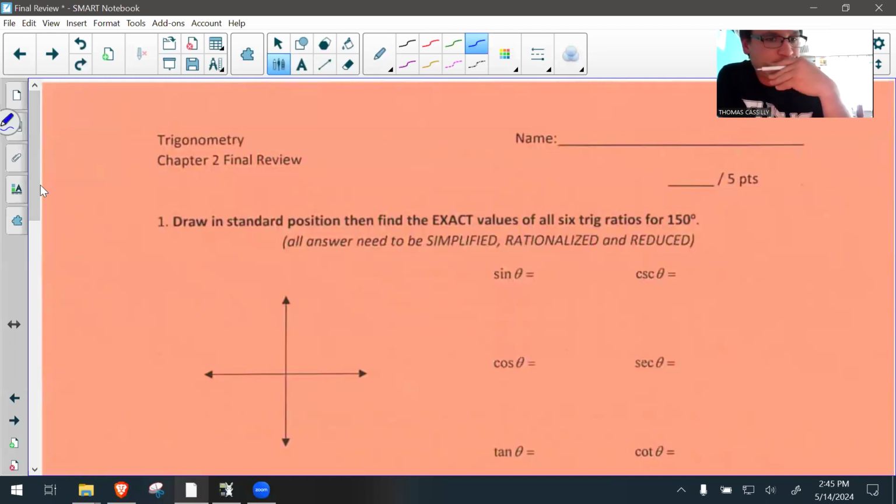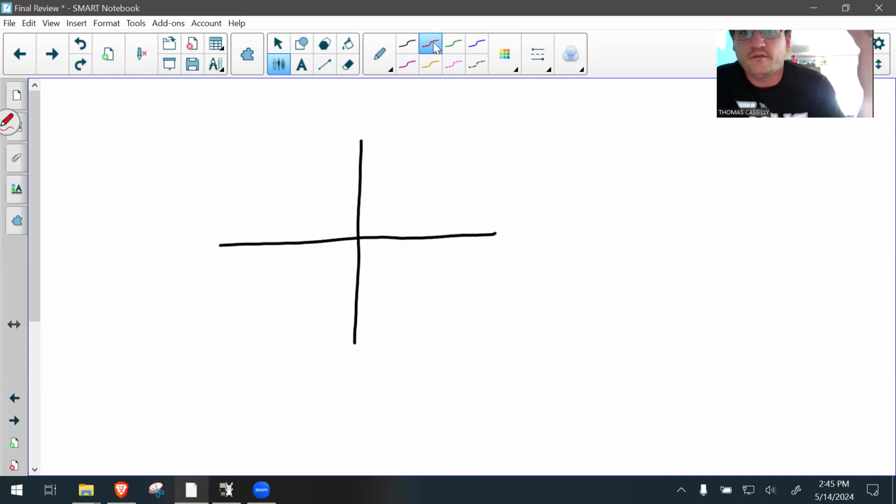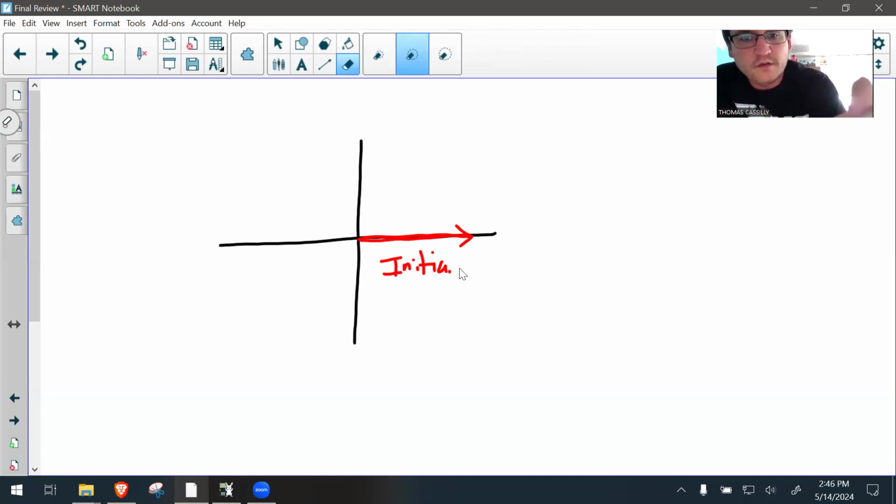Let's see here. They want us to draw these things in standard position. So if you remember from Unit 2 so long ago, we had two sides of an angle. We had the initial side, which was always on the positive x-axis. Initial, I-N-I-T-I-A-L.